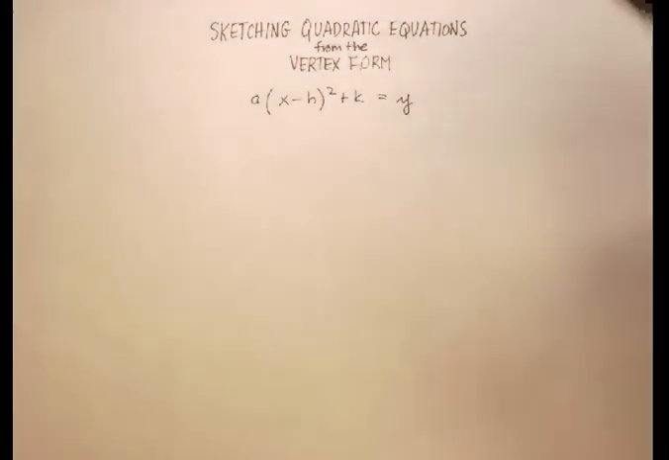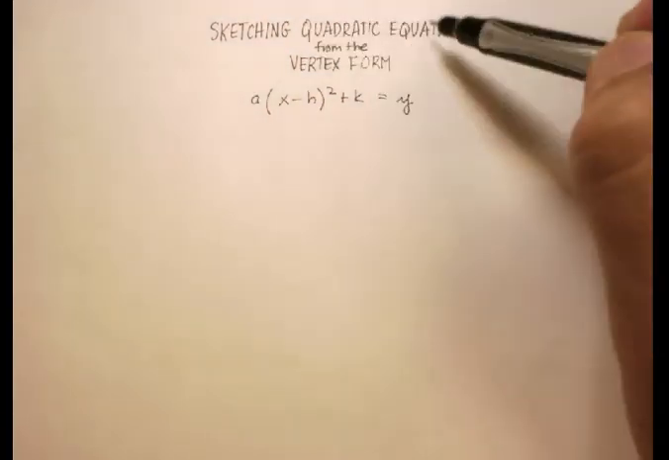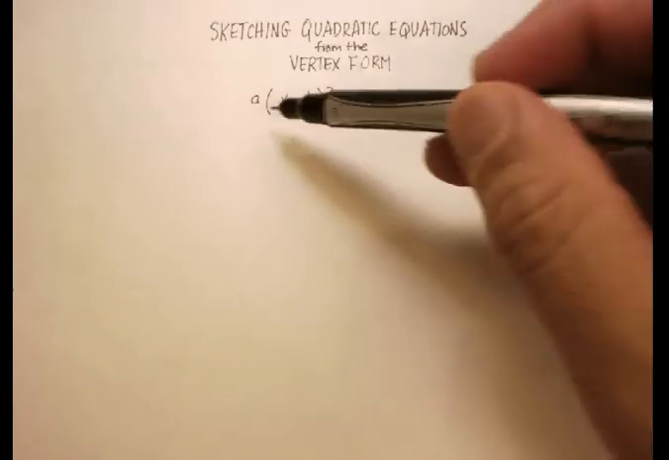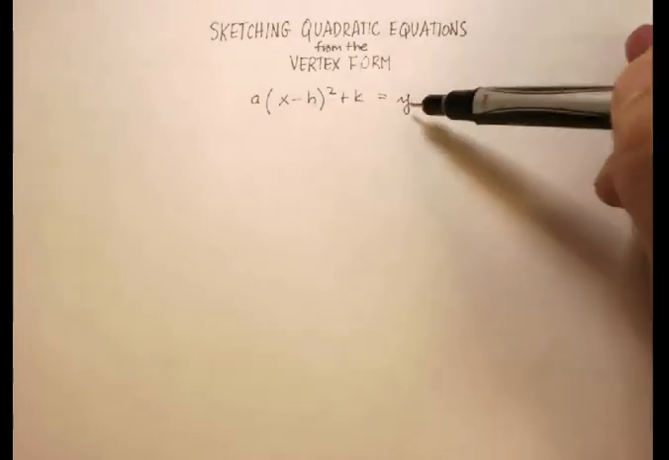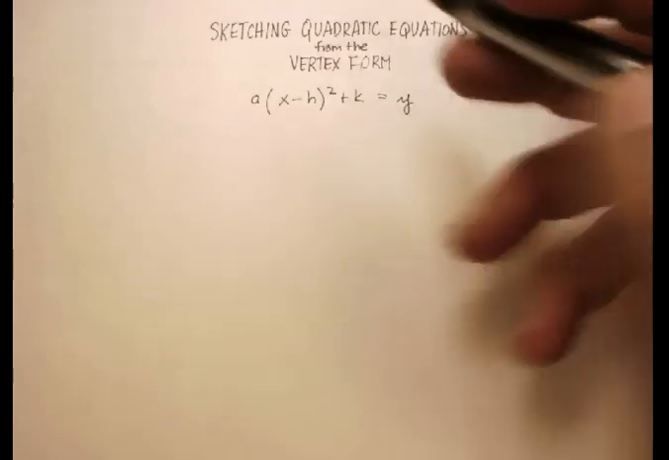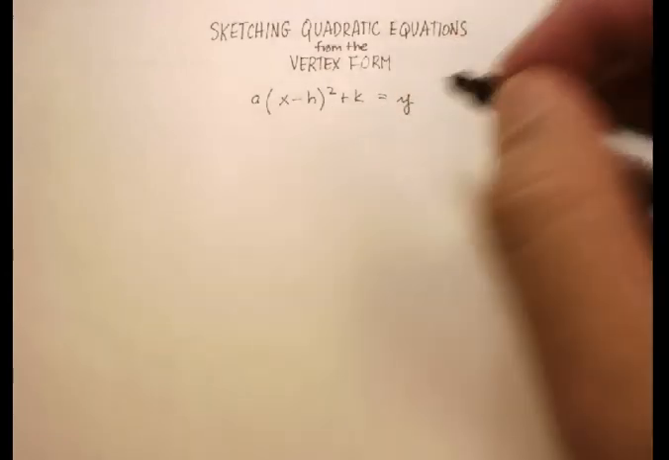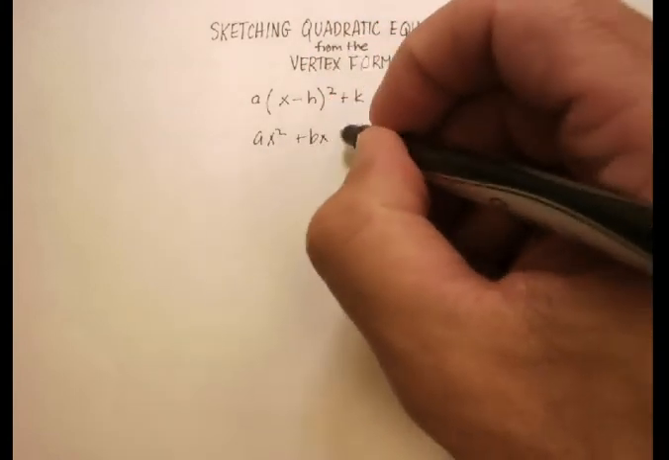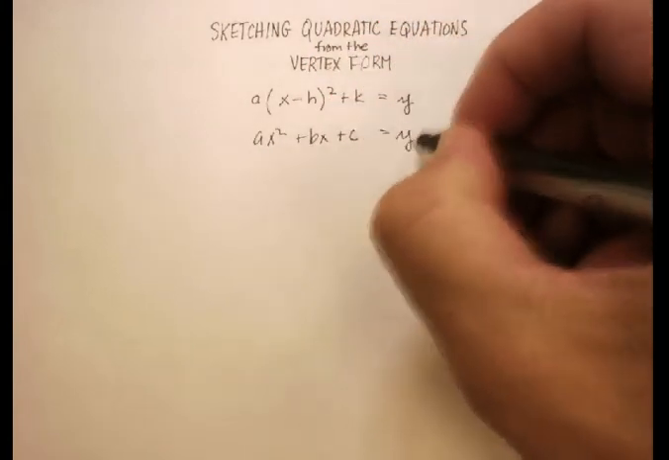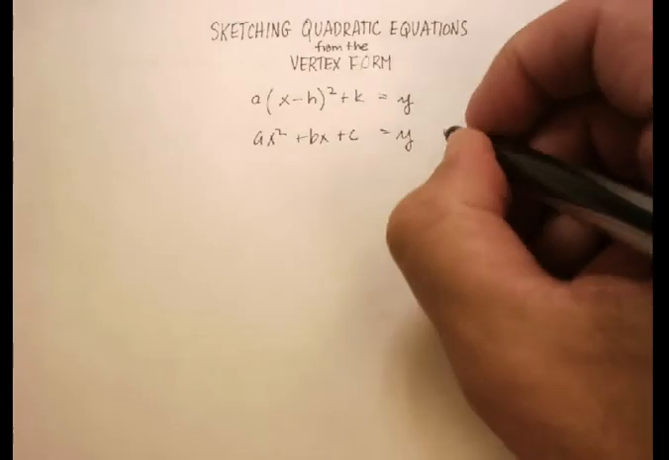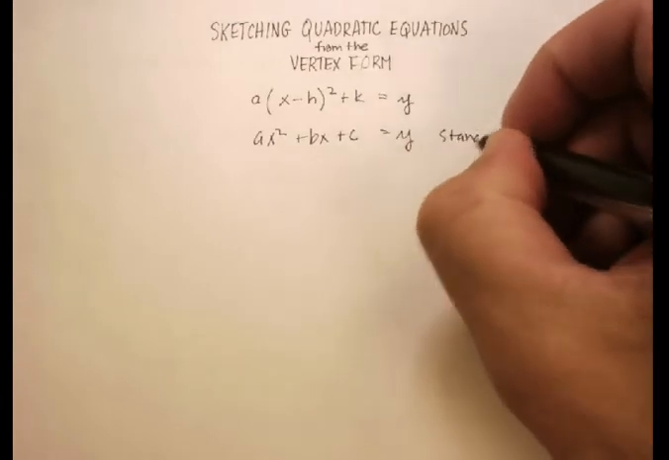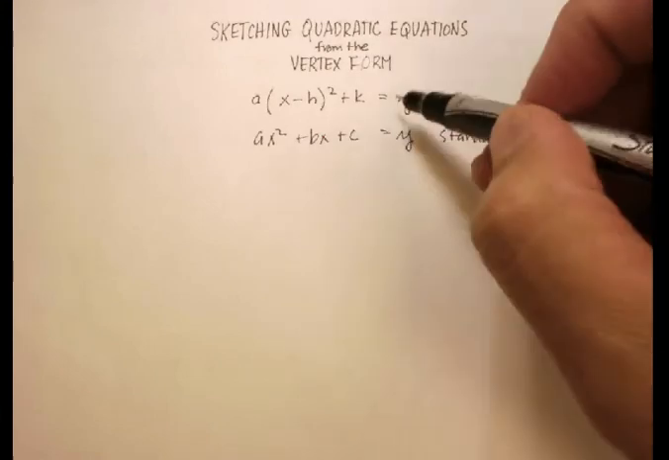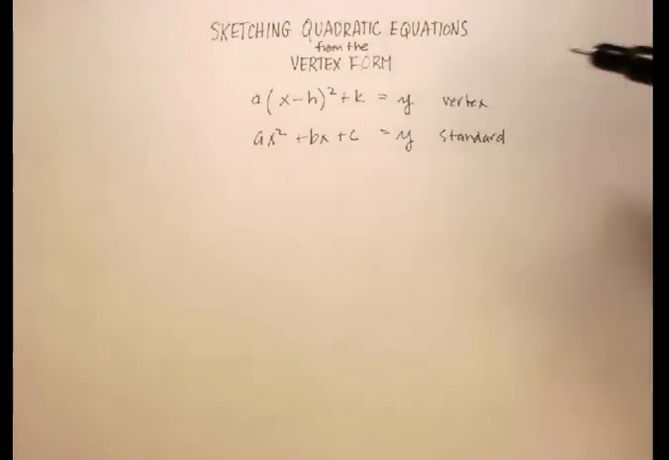The purpose of this demonstration is to sketch a quadratic equation from the vertex form. And this is actually the vertex form in front of you. I don't know if you remember it. And we contrast that to the standard form, which is ax squared plus bx plus c is equal to y. Okay, so this is the standard form, and the form above it is the vertex form. And we're going to use this form for today's demonstration.